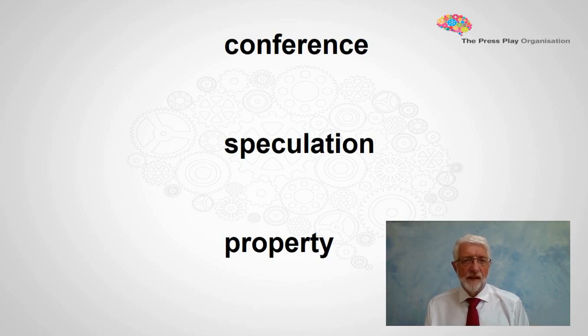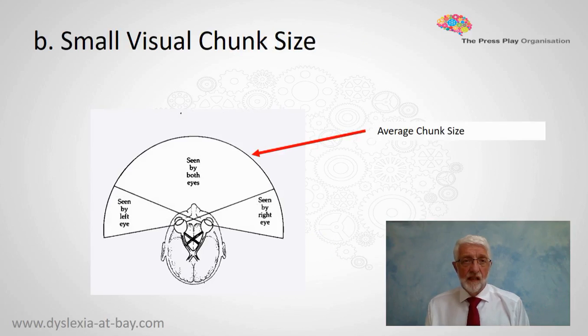And children might turn around and see the word speculation and start saying SPE and talk about spectacles. Or they might see the word PRO and start saying the word profile, or the word CON and saying the word contradict. And we don't understand where they got the words from, but that's due to a small chunk size. So the small visual chunk size is affected this way.